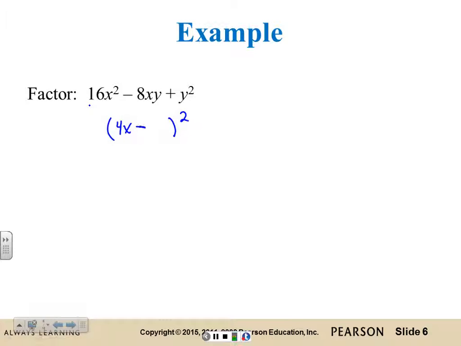Match the sign, the first sign. This sign's always going to be plus. If it's a perfect square trinomial, this sign always has to be plus. So you're going to match that first sign. And then the square root of y squared is going to be y. Now let's test it and make sure.